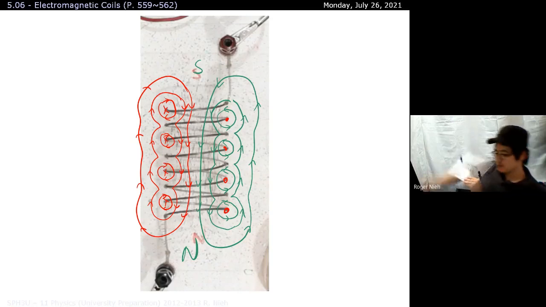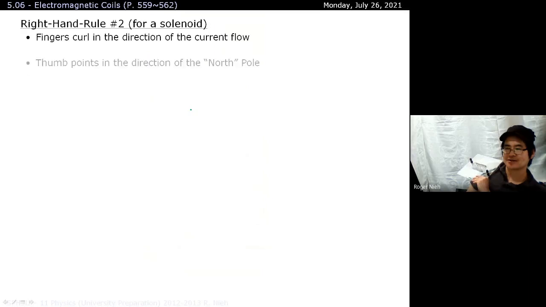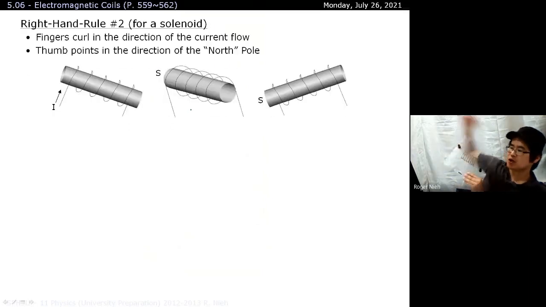Okay, so once again, with right-hand rule number 2, because people are asking me to say it again and again, I have it all written out. Here it is. Fingers curl in the direction of the current flow, and your thumb points to wherever north is. And this is right-hand rule number 2, and that's the quick way of getting to the answer.